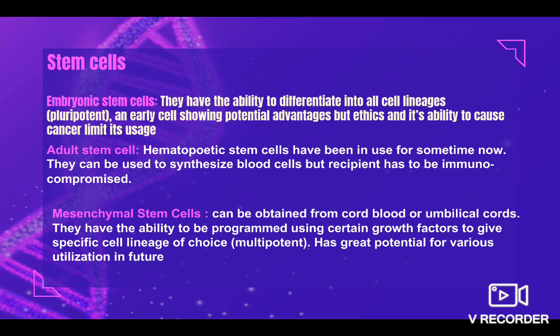Second, adult stem cells. Hematopoietic stem cells have been in use for some time now. They can be used to synthesize blood cells, but the recipient has to be immunocompromised. Third, mesenchymal stem cells can be obtained from cord blood or umbilical cords. They have the ability to be programmed using certain growth factors to give a specific cell. Has a great potential for various utilization in future.